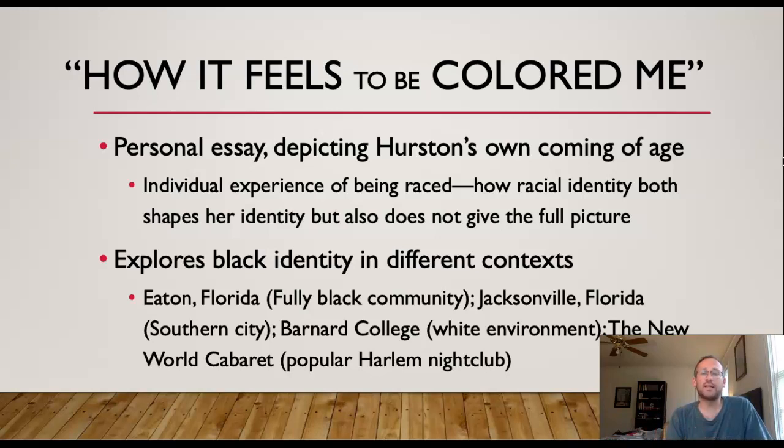What I mean by that is how racial identity both shapes her identity, but also does not give the full picture. So she's really interested in how does being black shape who I am, but also how does it limit me, or how does it not show who I am? So she explores black identity in different contexts, and we see her at different points in her life. Well, there's Eaton, Florida, which is a fully black community. Then she moves to Jacksonville, Florida, which is a southern city, so something shifts there. She goes to Barnard College, which is almost completely white environment. And then we see her in the New World Cafe, which is a popular Harlem nightclub. So we see her identity and how that identity fits into different contexts, and what that does for her and for how she understands her blackness and just her identity in general.